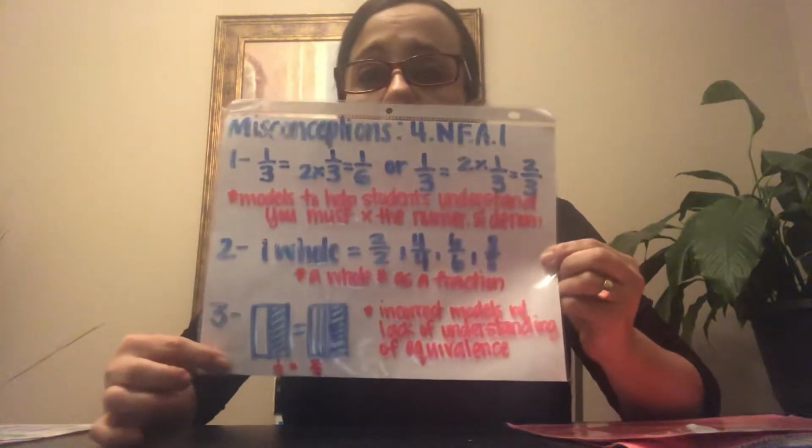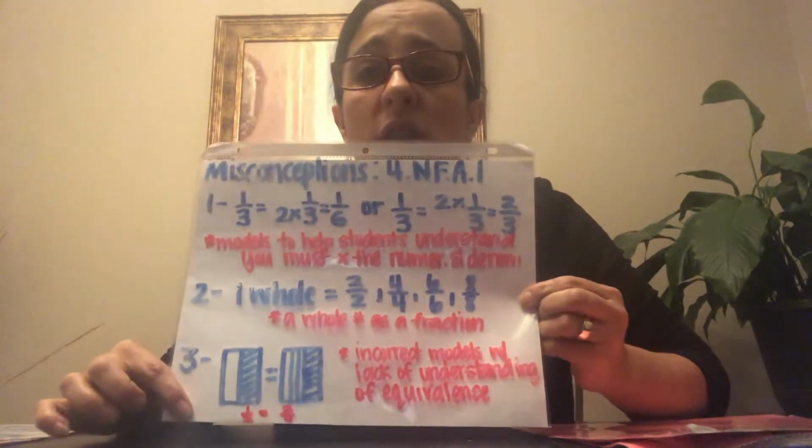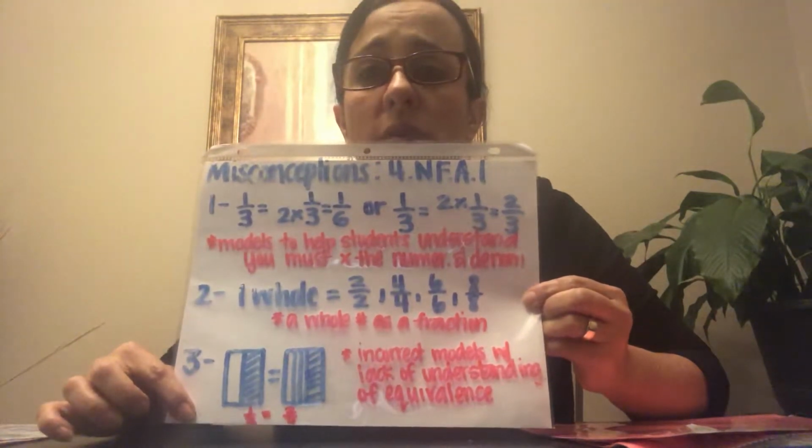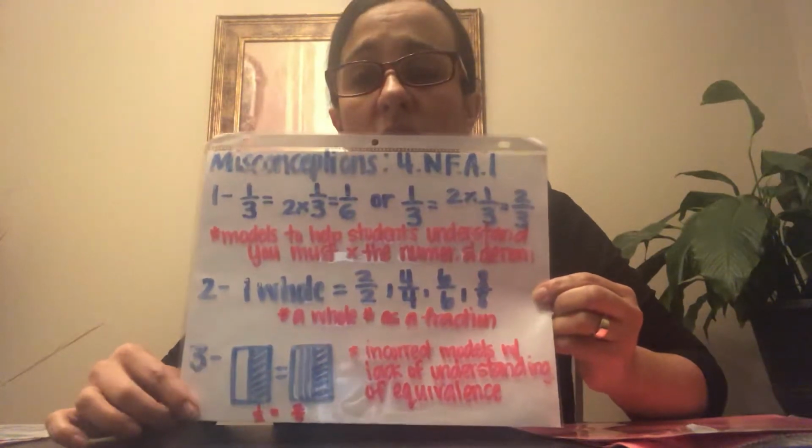Again, we see the importance of creating models that have partitioned equal parts. We want the models to be accurate because we need the models to depict the equivalence that we're trying to establish and the learning that is needed to progress on to 5th grade.